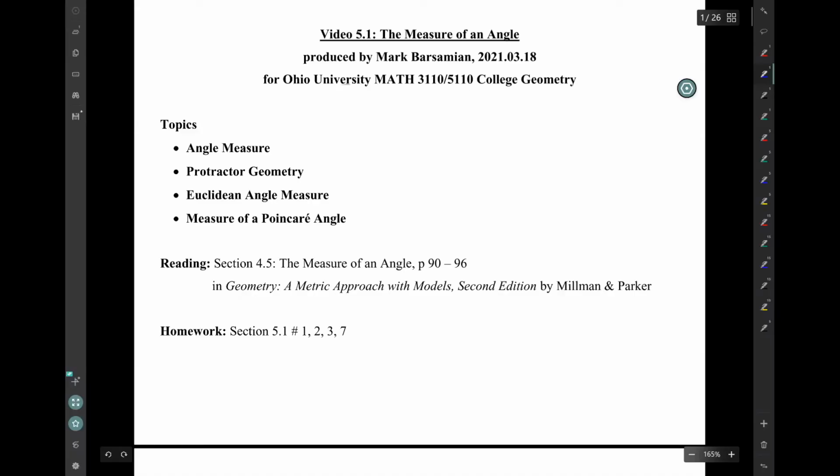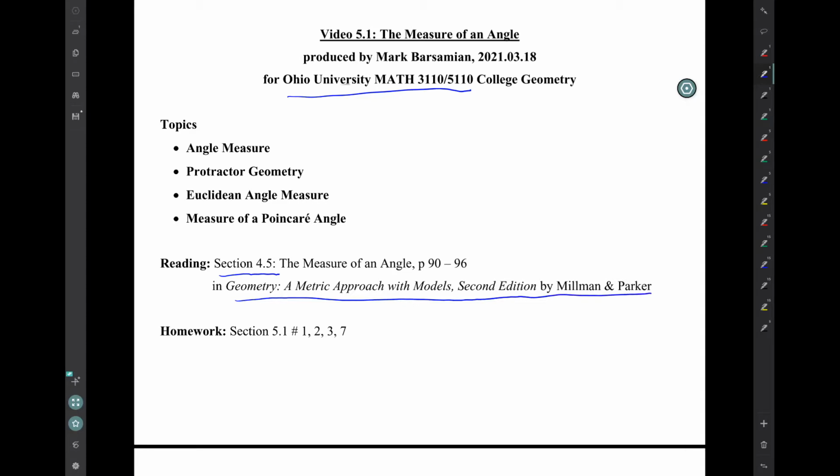In this video, I'll begin discussing angle measure. This video was produced for Ohio University Math 3110-5110 College Geometry. The corresponding reading for this video is section 4.5, The Measure of an Angle, from the book Geometry, a Metric Approach with Models by Millman and Parker.